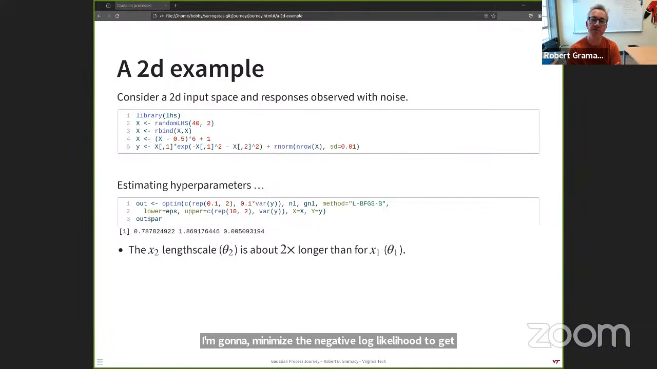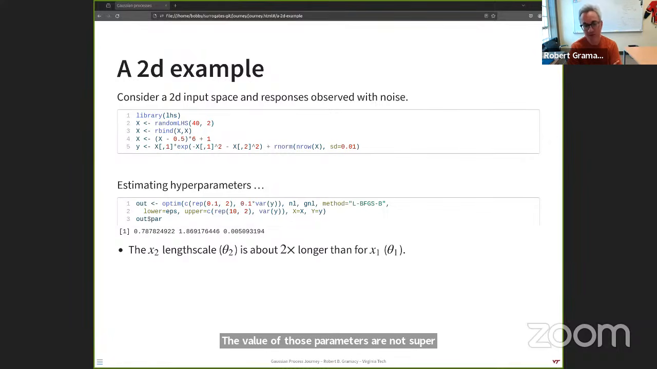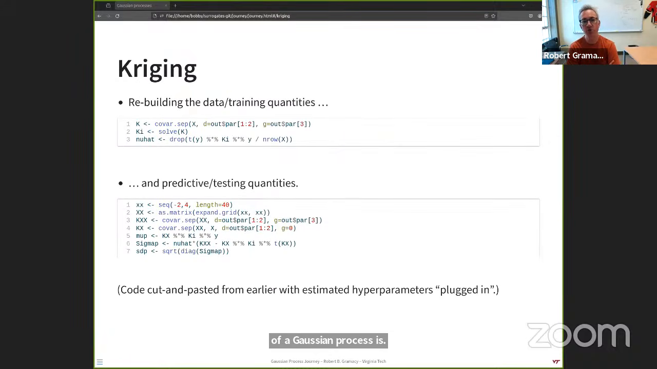And it comes back with the 3 numbers that you need to dial those parameters into in order to maximize the likelihood. The value of those parameters are not super interesting to the human eye, which is, I think, why people call them hyperparameters, but you can think of them as sort of the best ones for doing the prediction, which is where all the magic of a Gaussian process is. So then I'm going to take those parameters and use them in my prediction equations by calculating my distances with those parameters and building the covariance matrix with those parameters and doing the linear conditioning and the quadratic form of the predictive variance with those parameters.